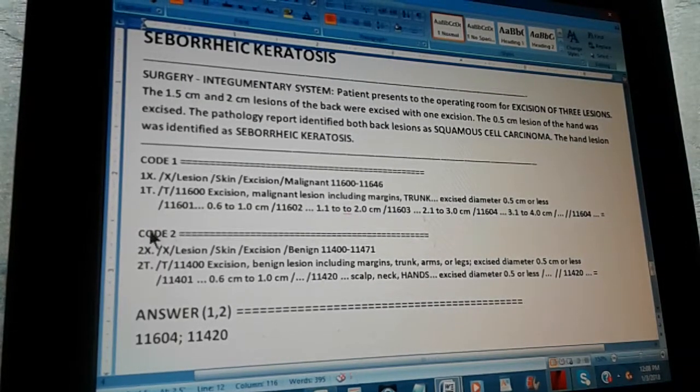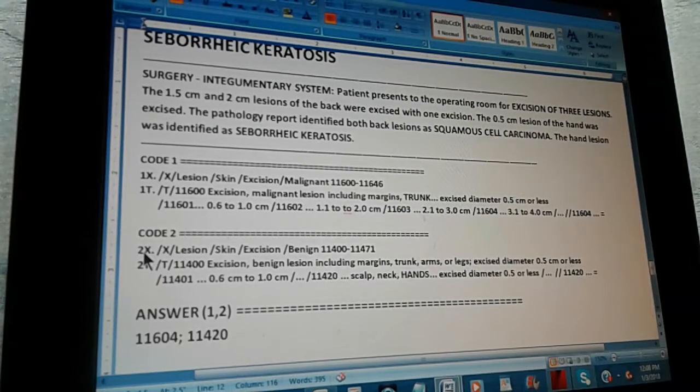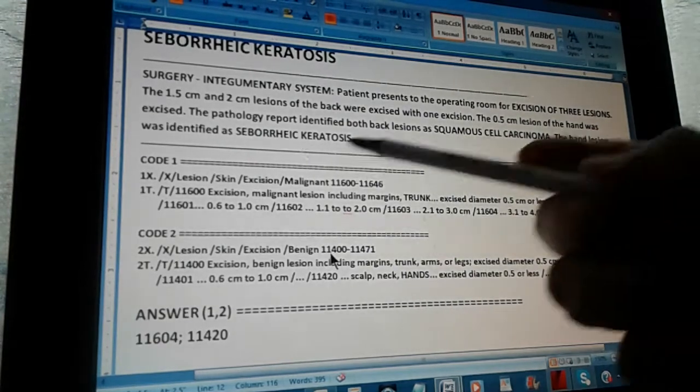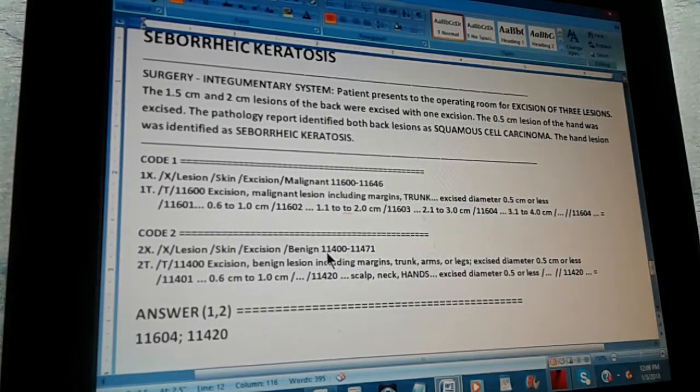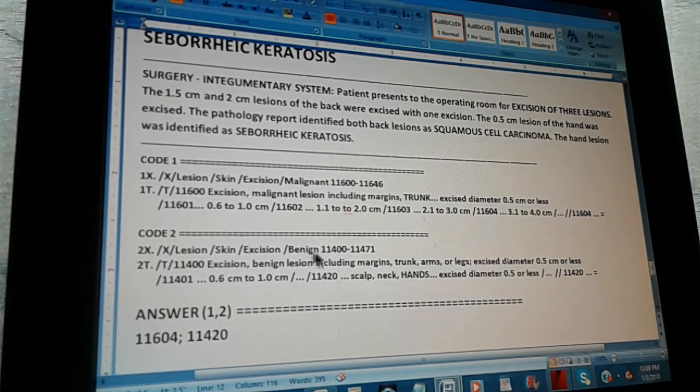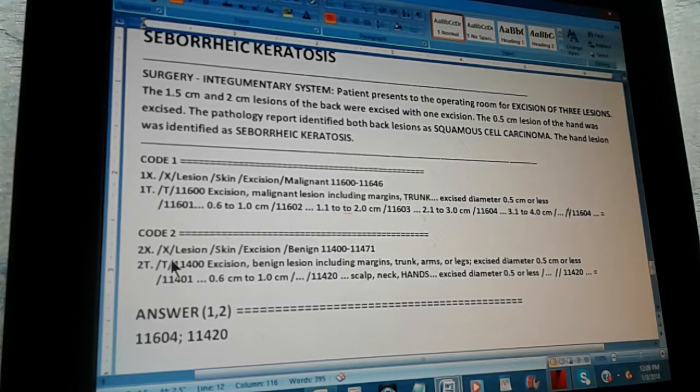Now we're going to find the second one for the seborrheic keratosis in the hand that is 0.5 centimeters. So code number 2 through the index is found like this. First, you go to the index. You start with the same one as code number 1, but this time it's benign. We gave you the tip already. Start with lesion, skin, and excision. And then you go to benign because the seborrheic is benign, right? Then it's a range of 11400 through 11471. So we have a range again.